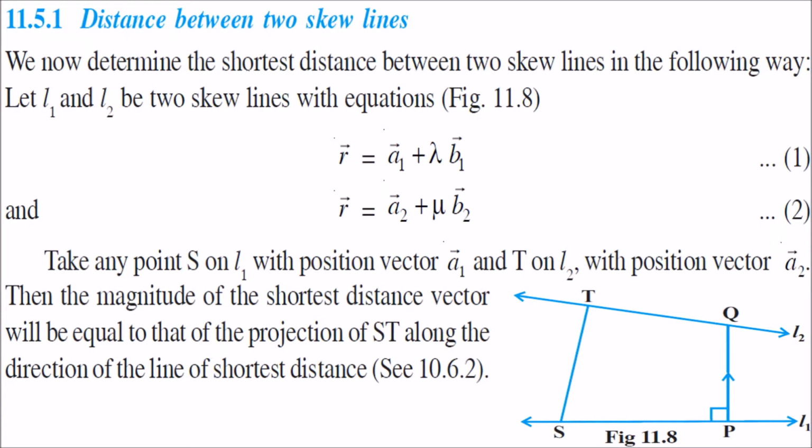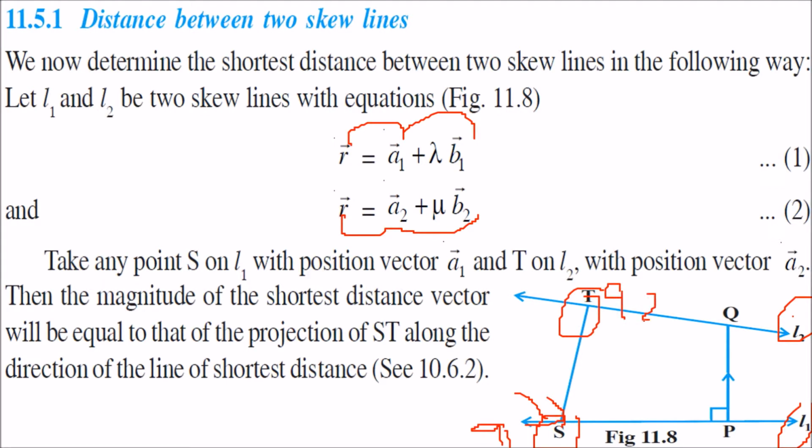So how do we find the distance between two skew lines? We have lines in different planes, neither intersecting nor parallel. To determine the shortest distance between two skew lines, say L1 is this and L2 is this. L1 can be easily represented by A1 plus lambda B1, and L2 by A2 plus mu B2. Now take any point, say S, on L1, with position vector A1, and T on L2, with position vector A2. The magnitude of the shortest distance will always equal the projection of ST along the direction of the line of shortest distance. So we just have to take the projection of this line on that shortest distance.